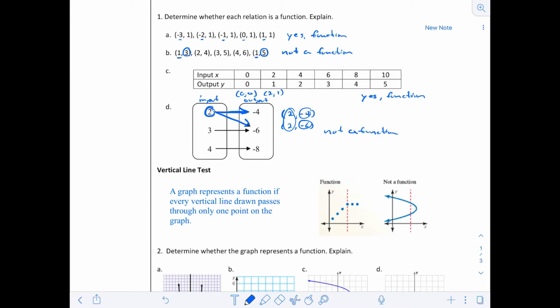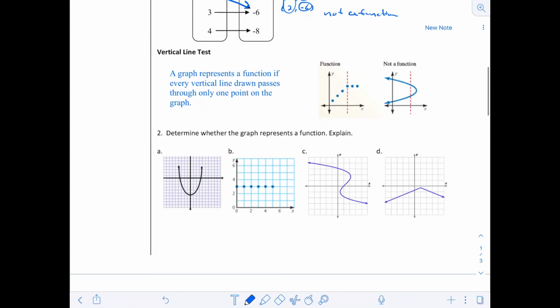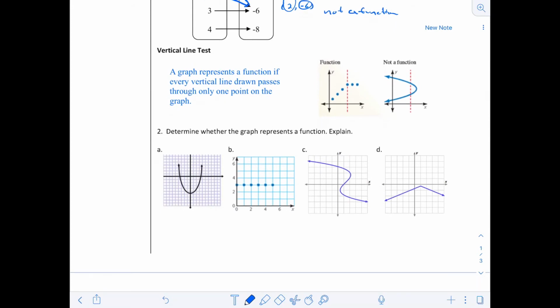In some of these examples, if you had one input that goes to two different outputs, it's not a function. Another way we can tell whether or not a relation is a function is by its graph.